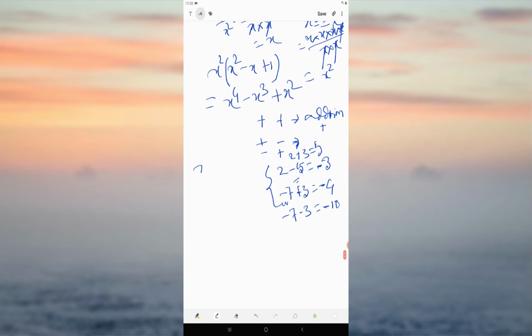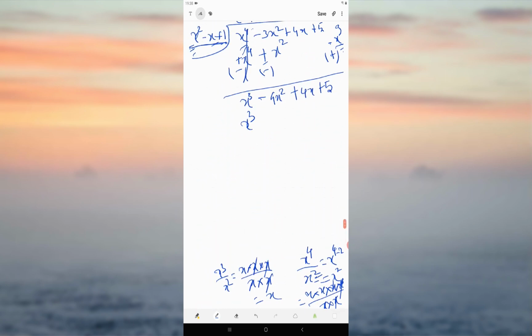What I am telling you, x into x square minus x plus 1 we are doing. So this is x cube, because x into x square, powers should be added up. So x cube, then x to the power 1 into x to the power 1, sign will be minus, and it will be x square, because sign is minus, so minus as it is. Then x into x is x square, then x into plus 1 is plus x. So we got x cube minus x square plus x. So here it will be x cube minus x square plus x.